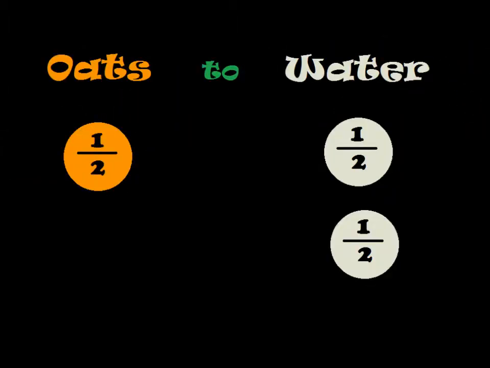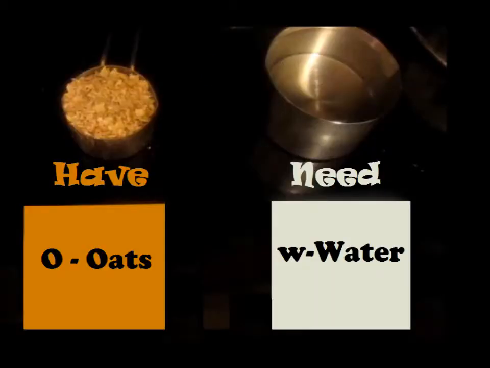In other words, I need twice the amount of water as the amount of oats that I have. So, thinking about how we were looking at this problem, how can we represent this with an equation using variables? I need a variable for oats and a variable for water. We also should define our variables. For this particular equation, I like to think about it in terms of how much I have and how much I need.